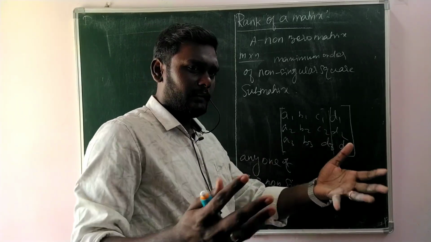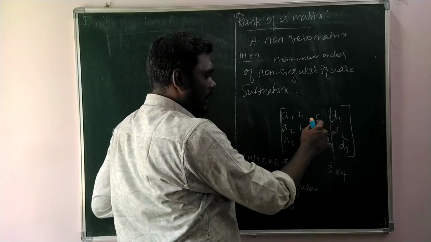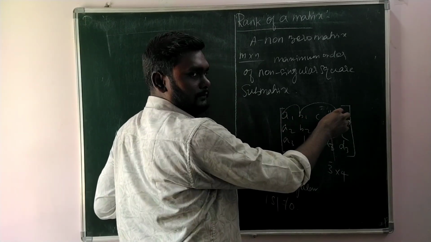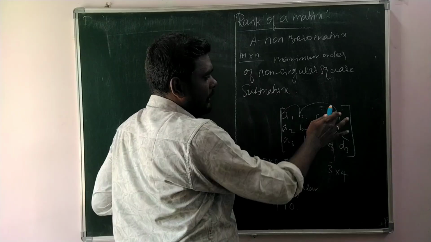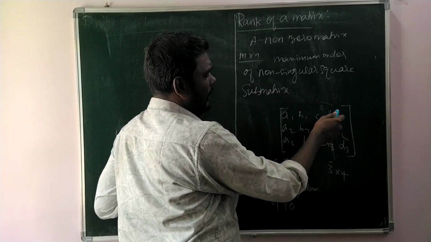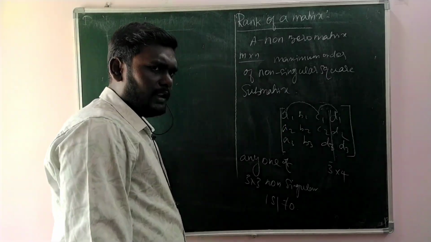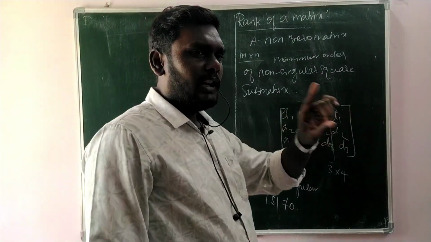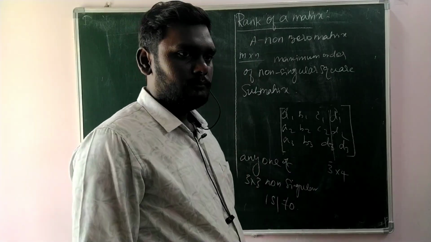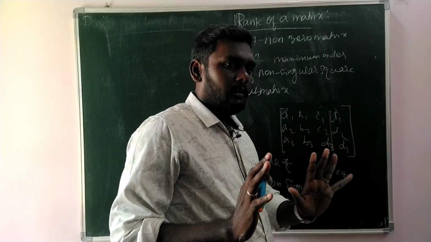That's what I said. There are several possible 3 by 3 submatrices. We can take the first 3 columns, or the last 3, or the first, second and last, or the last, this and first, any 3 by 3. But at least one 3 by 3 matrix should be non-singular, which means its determinant should not be equal to 0.